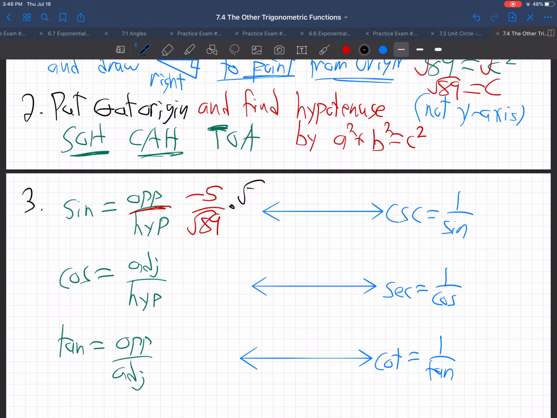So multiply top and bottom by root 89 and we get minus 5 root 89 over plain 89, right? Because root 89 times root 89 makes a plain 89. So let's put a box around that. That's our first answer. Next one, cosine.